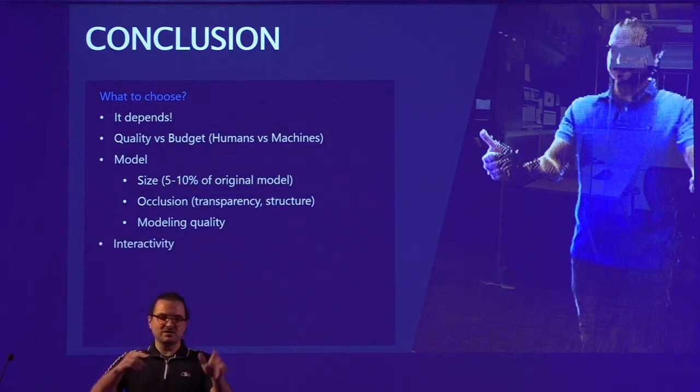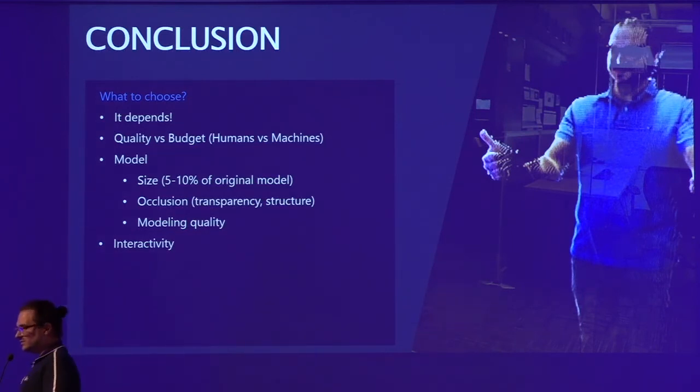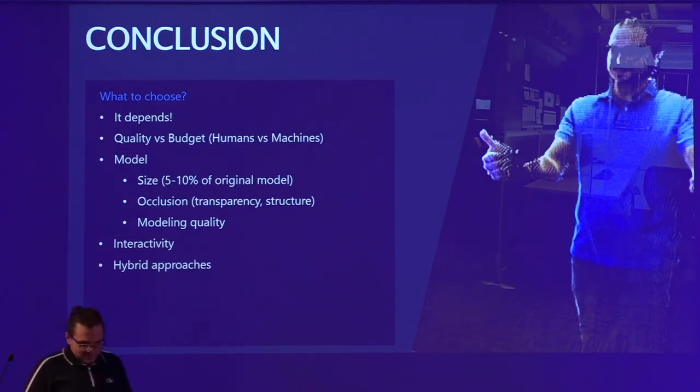Interactivity, so I touched that. If you don't have lots of interactions, not a lot of dynamic stuff going on, well, you might actually want to do no model reduction. A hybrid approach is also something you can consider.